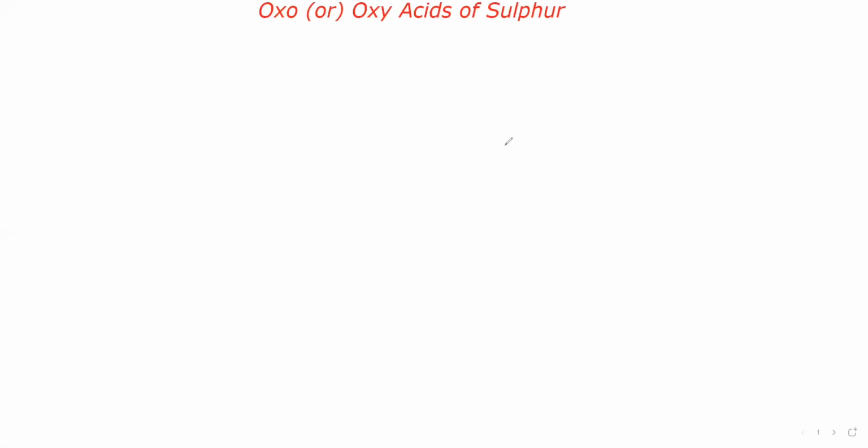In this lecture we discuss the oxoacids and oxyacids of sulfur. Oxo and oxy are both the same. We call them oxoacids of sulfur, also called oxyacids of sulfur. Now let's start with the basic thing first.